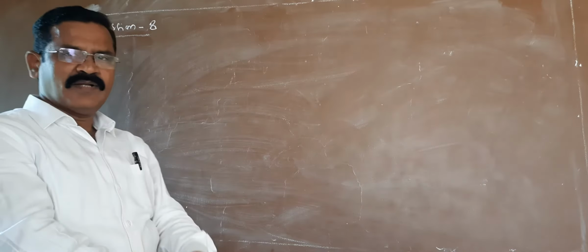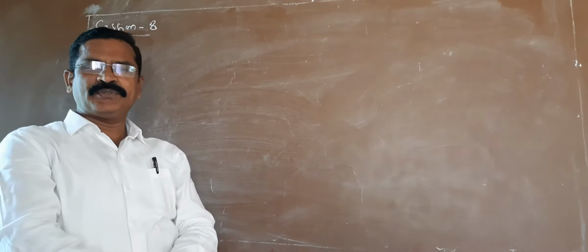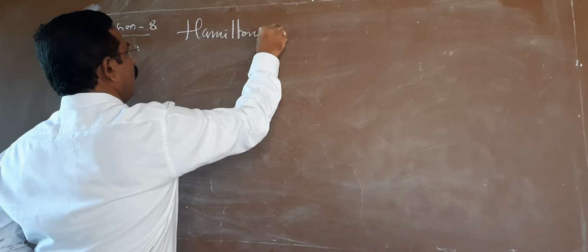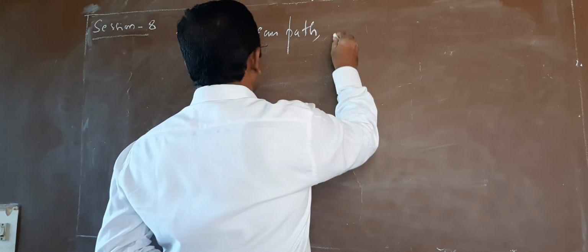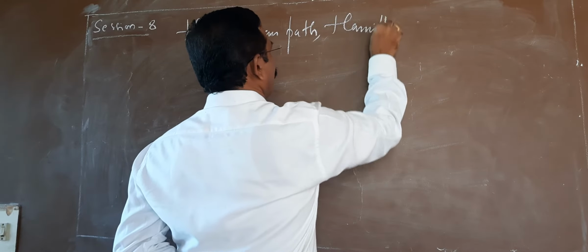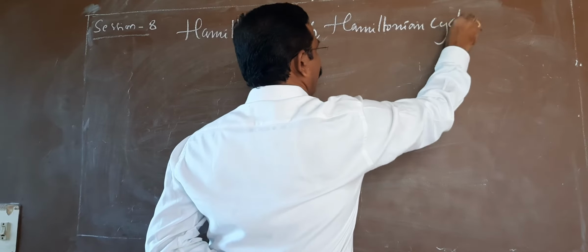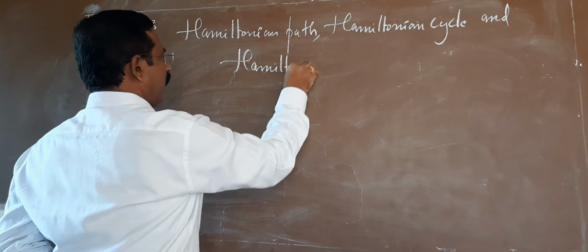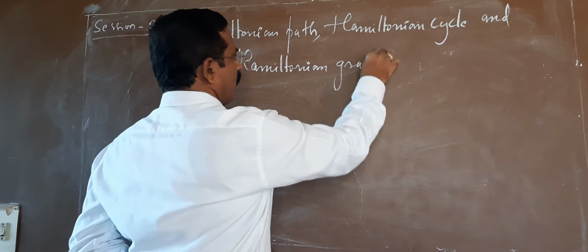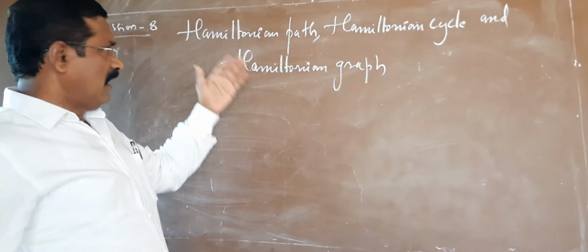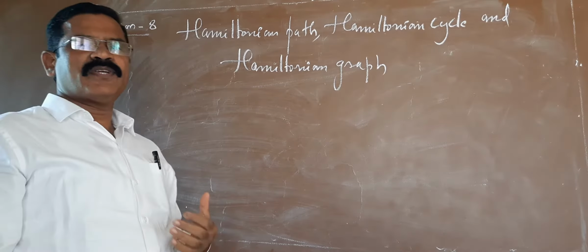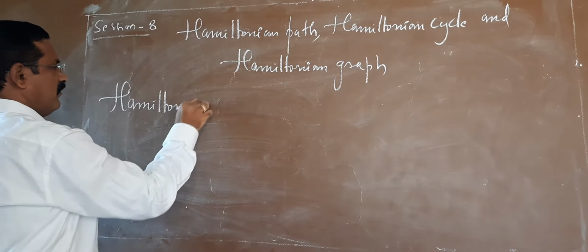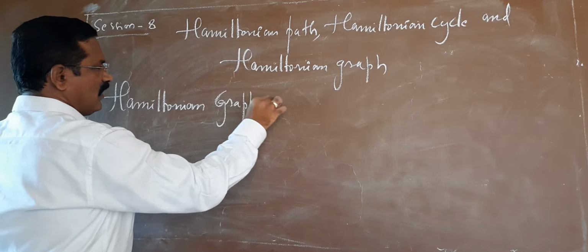Now, the session 8 of Graph Theory 2, we are going to discuss a topic. The title is Hamiltonian Path, Hamiltonian Cycle, and Hamiltonian graph. Okay. Now, Hamiltonian path, Hamiltonian cycle, Hamiltonian graph. In general, first we try to discuss the Hamiltonian graphs. Let me give the introduction about the Hamiltonian graphs.